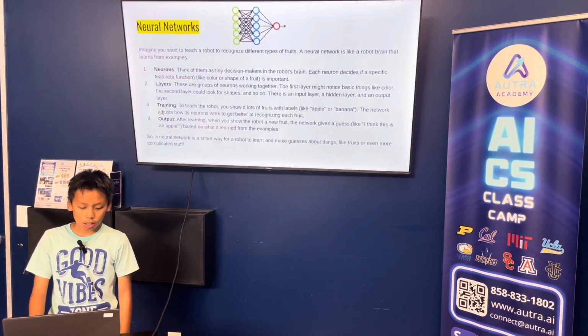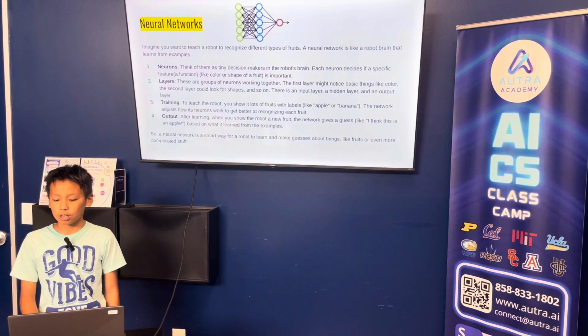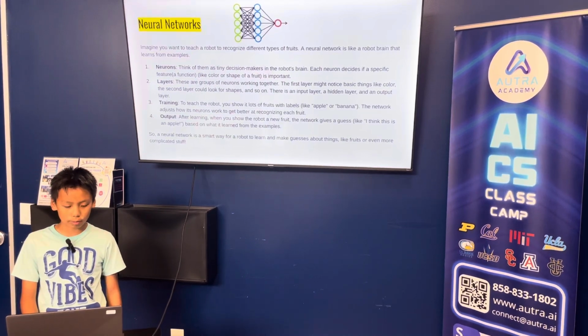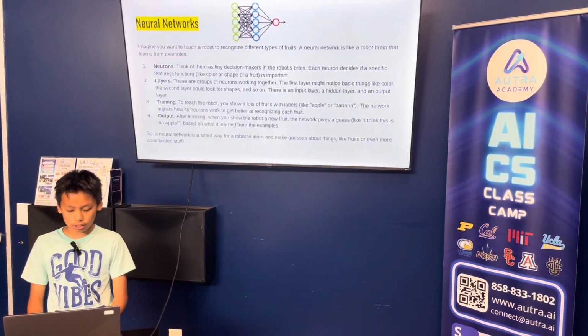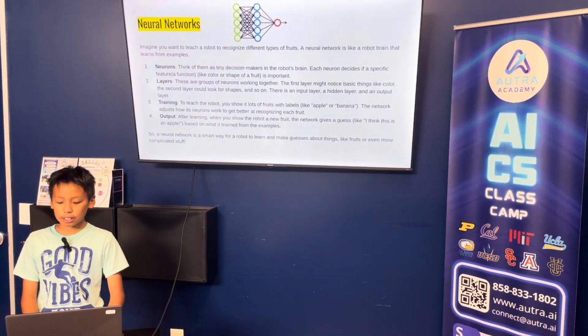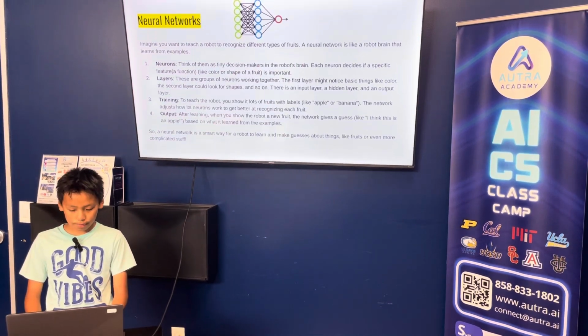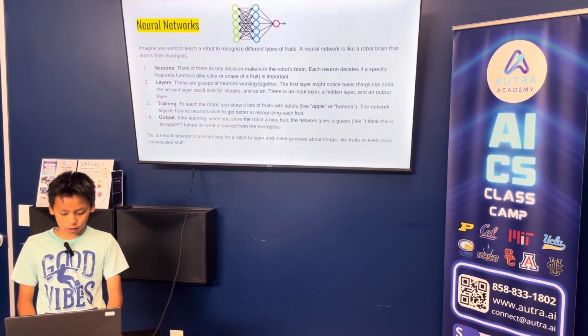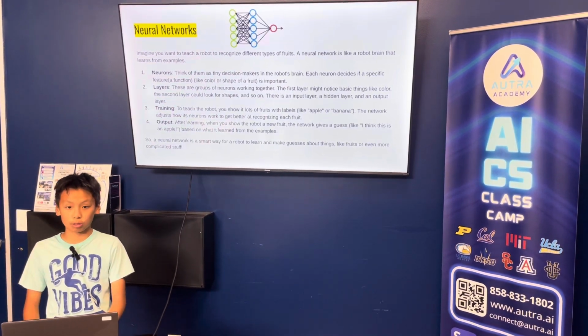Neural networks. Imagine you want to teach a robot to recognize different types of foods. A neural network is like a robot brain that learns from examples. The first step are neurons. Think of them as tiny decision makers in the robot's brain. Each neuron decides if a specific feature, like a color or shape of a fruit, is important.